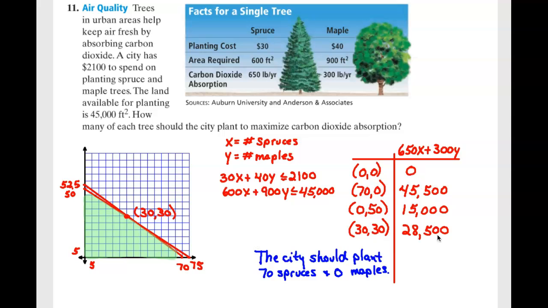And then what we're going to do is plug those in to the pounds per year, because the question says how many of each tree should the city plant to maximize carbon dioxide. So whatever you're maximizing or minimizing is your objective function. So it's 650x plus 300y. So the carbon dioxide gets maximized after we take into account the cost and the square footage.